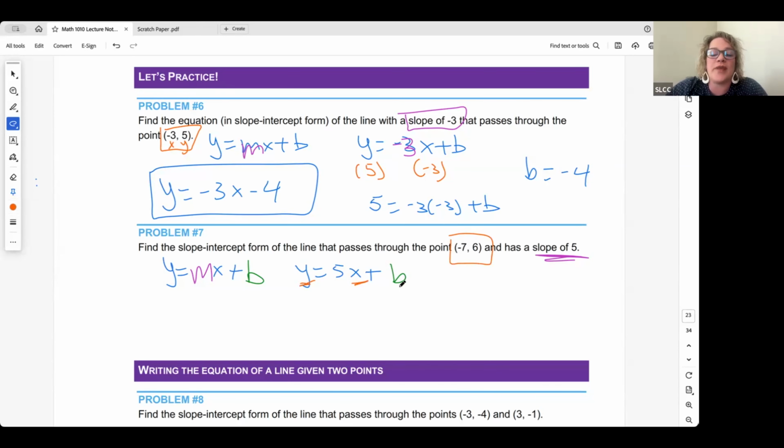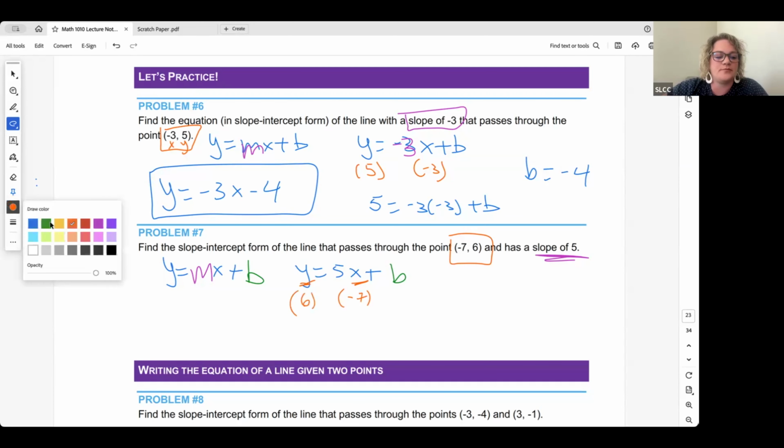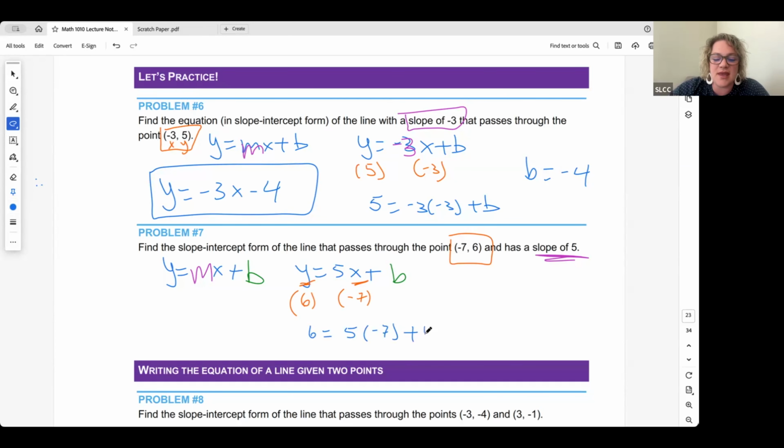And then I only have b left. I can solve for it. So I'm going to plug in -7 for x and 6 for y and solve for b. So 6 equals 5 times -7 plus b. So -35, and then I add that 35 to get b equals 41. Now, write the equation of your line. Y equals mx plus b.